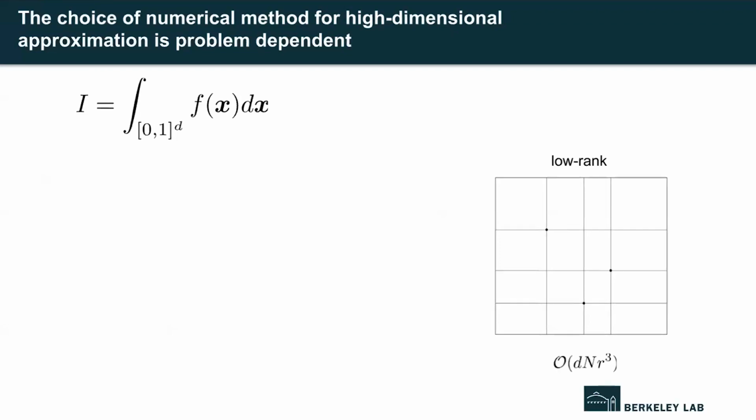And so the first thing I want to point out is that these methods have computational costs scaling as d n r cubed, where d is the dimension of the function, n is the number of points that you use to discretize each dimension, and r is the so-called tensor rank of the approximation to f. So these algorithms scale linearly in dimension and cubic with respect to this parameter r. And so when you can approximate f with low tensor rank, then these methods are very efficient.